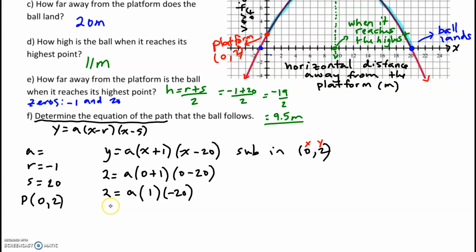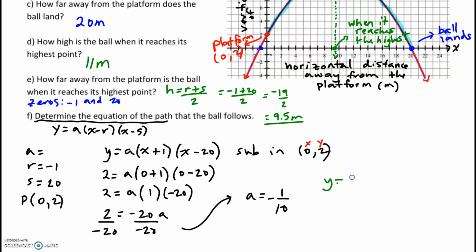Okay, let's go ahead and multiply those together. So 1 times -20 is -20, and I'm going to write it in front of the a. So I have -20 times a, and we'll divide both sides by -20. And that gives me an a value of -1 over 10. Okay, so we can go ahead and write our equation. It's going to be y equals -1 over 10 times x plus 1 times x minus 20. And that gives us our equation.